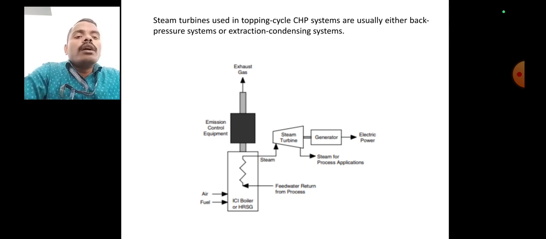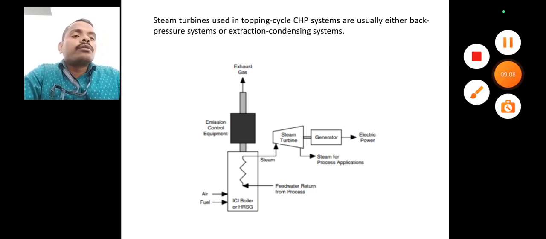First is the boiler, used to heat the feed water for the process heater. Then the waste heat is used for steam turbine operation.